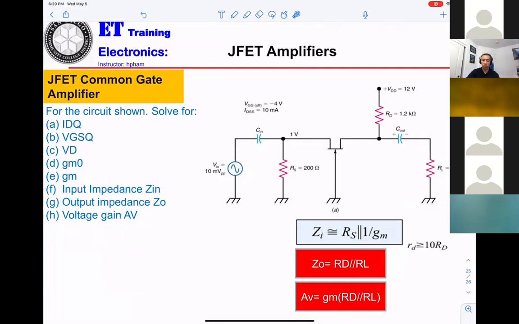Okay, I'm not going to do this problem. It will be almost the same as the other one. The only difference is now they're adding the load. So little RL will be in parallel with RD. Exactly. That's what I want. Maybe on your final test.